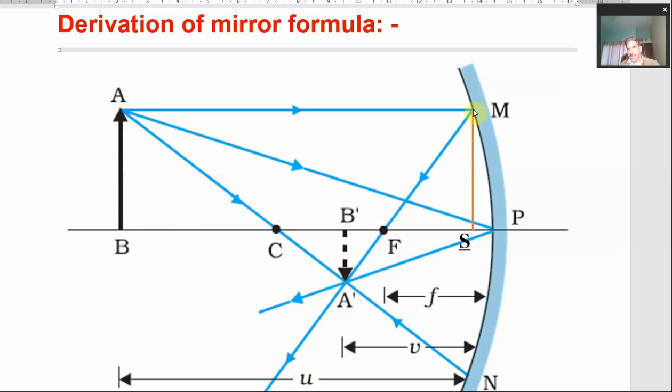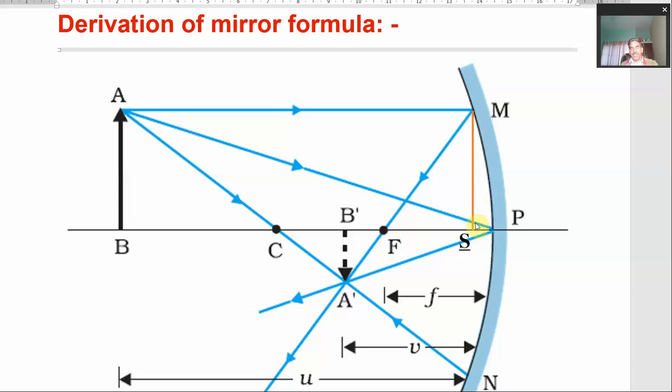From this point where this light ray, which is parallel to the principal axis, meets the mirror at point M, we draw a perpendicular line on the principal axis, MS, right?